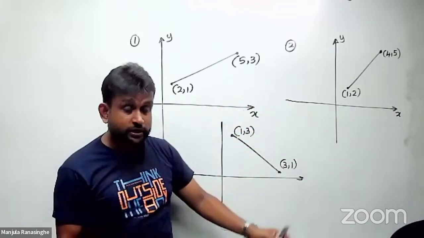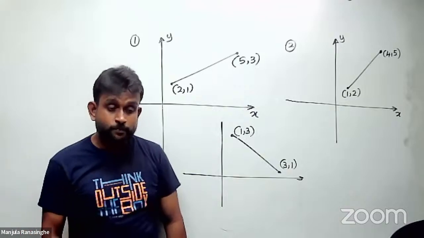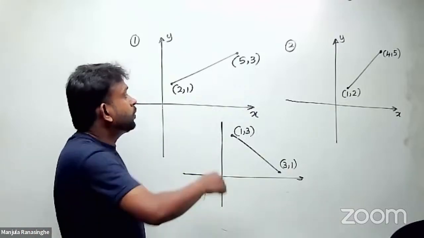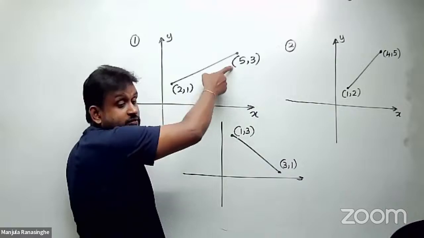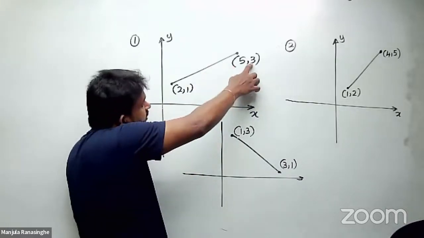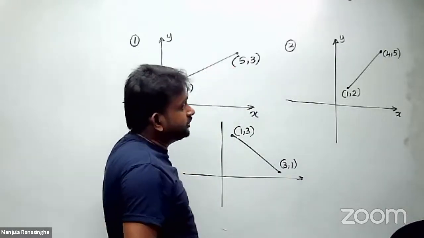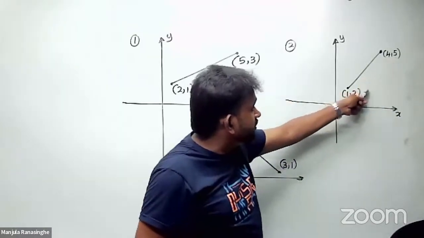1, 2, 3 gradient. So y difference divided by x difference. Y coordinate difference divided by X coordinate difference in the same direction.